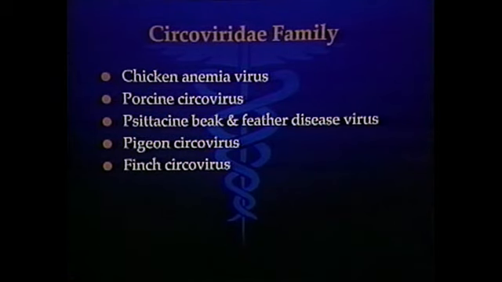TT virus-like mini-virus has a mean diameter of less than 30 nanometers, and the DNA genome is approximately 2,900 bases in length. It is single-stranded and circular. Therefore, it's shorter than the genome of TT virus, but longer than that of chicken infectious anemia virus.